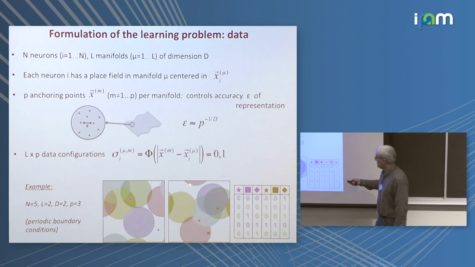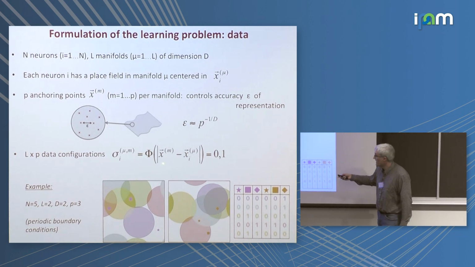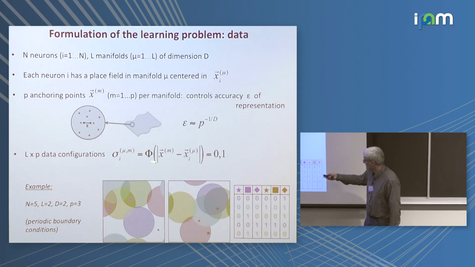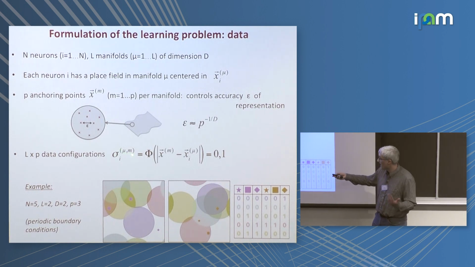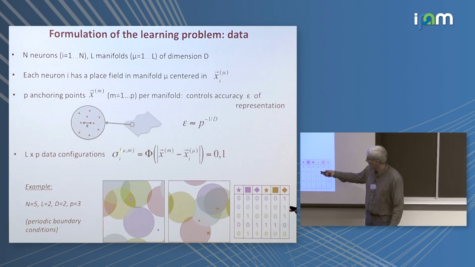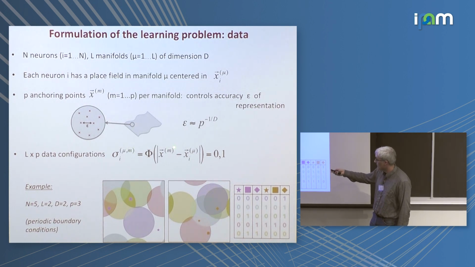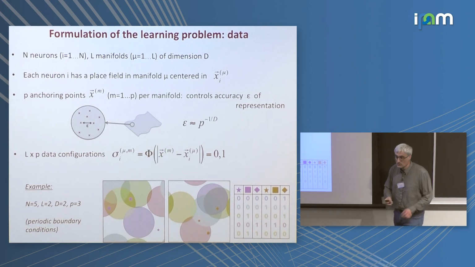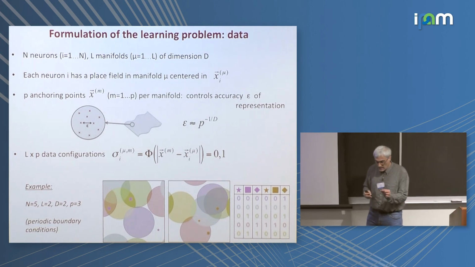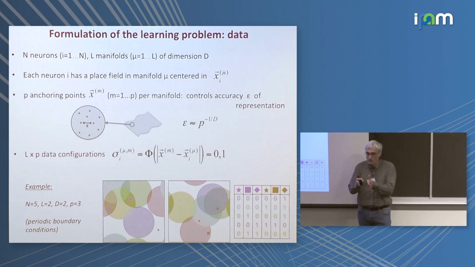Okay, and then I generate data configurations in the N-dimensional space using this expression here. So sigma i, which will be the activity value of neuron i in the mu-th manifold for the m-th point, will be some function of the distance between the center of a place field here and the position of the point on the manifold. And this function phi is an indicator function. It's 1 if the distance is smaller than some cutoff, it's 0 outside.